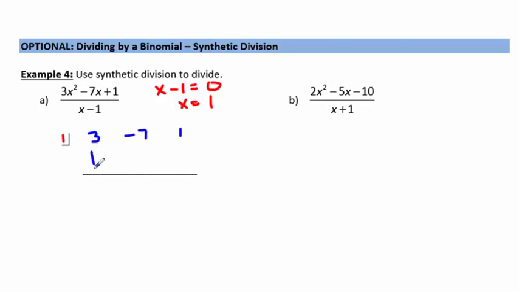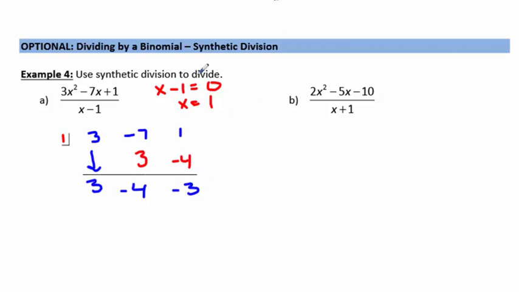The first coefficient always gets dropped down, 3. Okay, now I multiply 1 times 3. 1 times 3 is 3. And add: negative 7 plus 3 is negative 4. Multiply again. 1 times negative 4 is negative 4. And add: 1 plus negative 4 is negative 3.